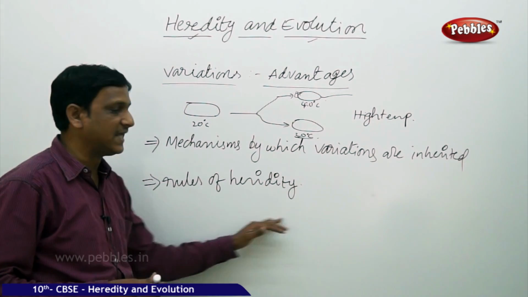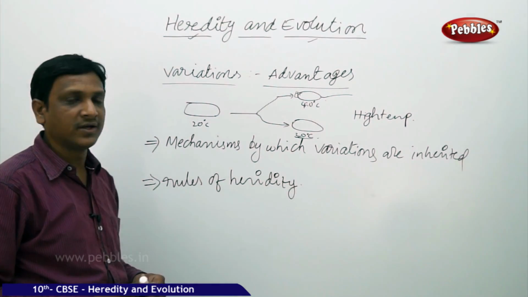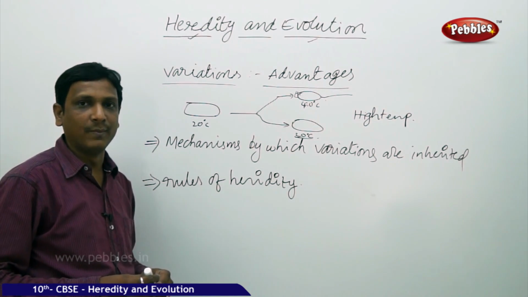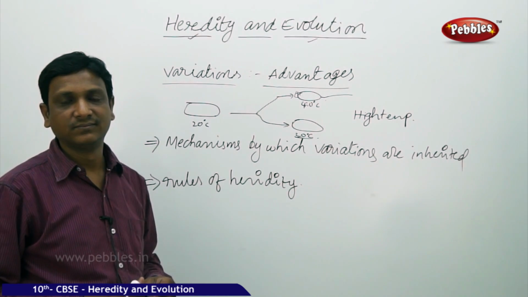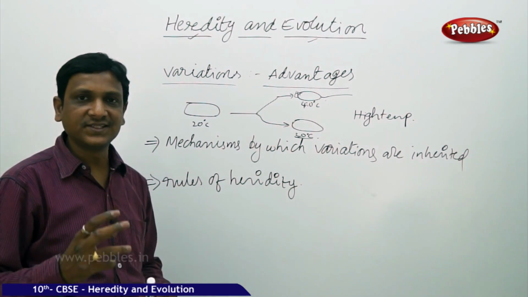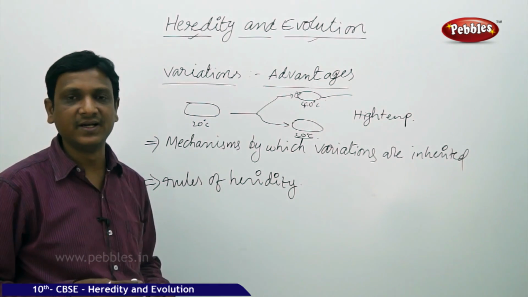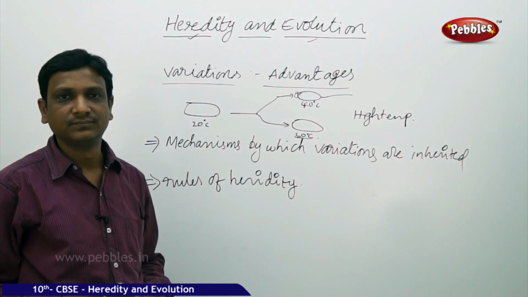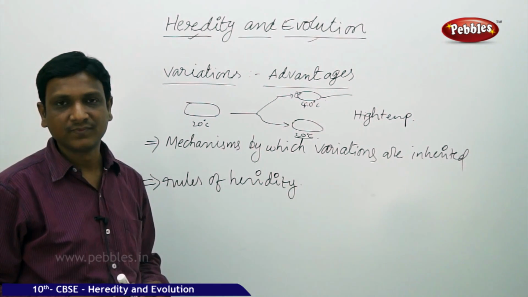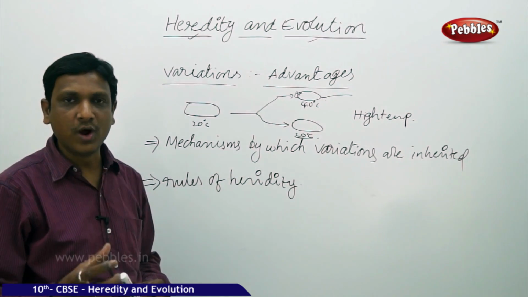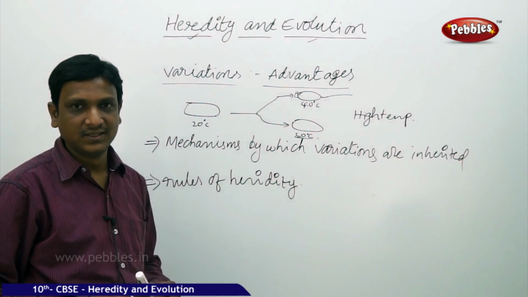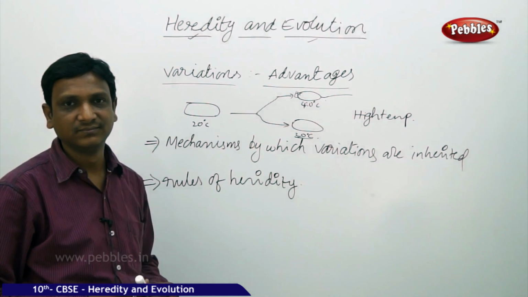To understand that, we need to know the rules of heredity. What are these rules? Who found these rules? There was a person called Gregor John Mendel. He conducted experiments on organisms to see how these variations are inherited. To see how variations are inherited, you need to observe a number of generations. If you wanted to study how variations are inherited in humans, you would need to see some 10 generations, but it is not possible in your lifetime.